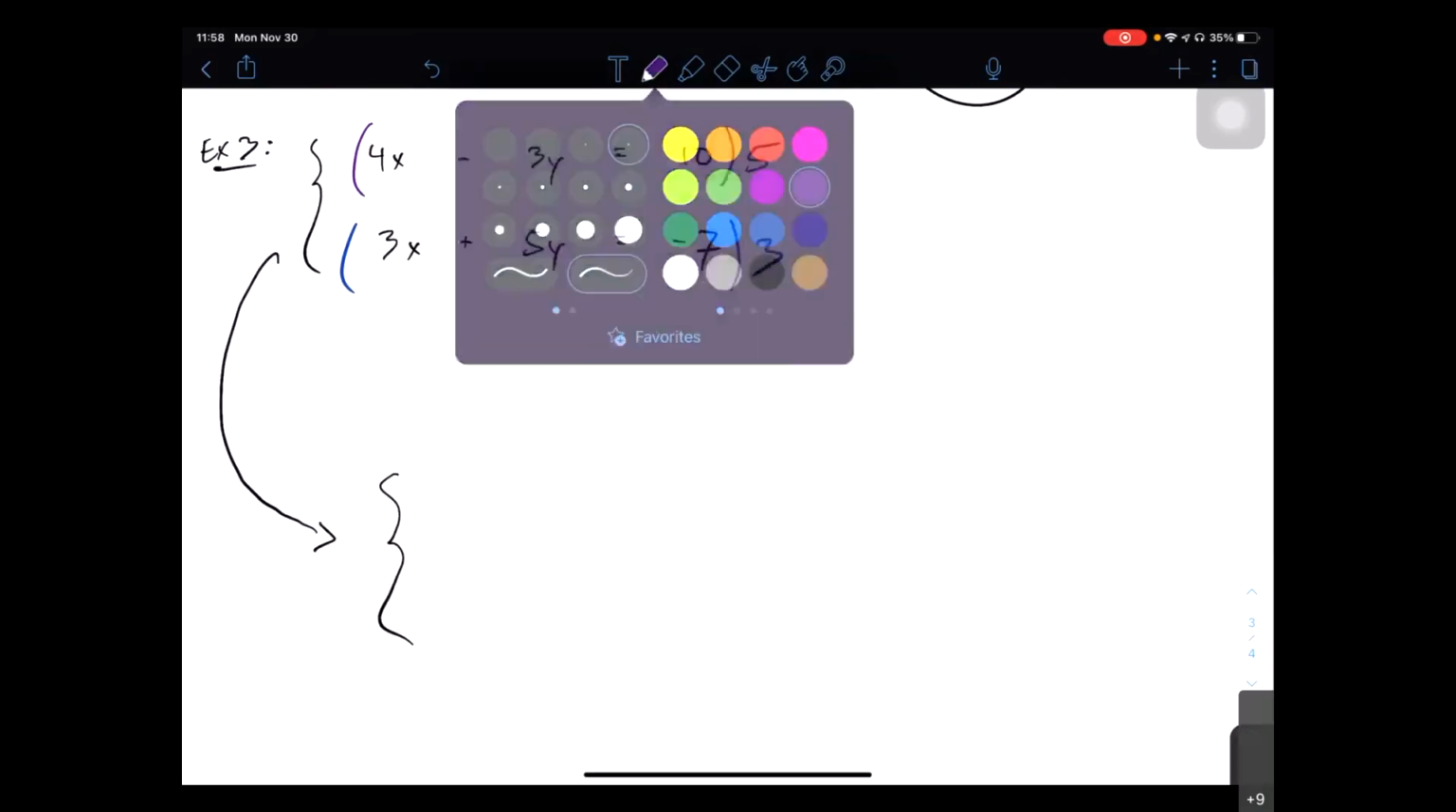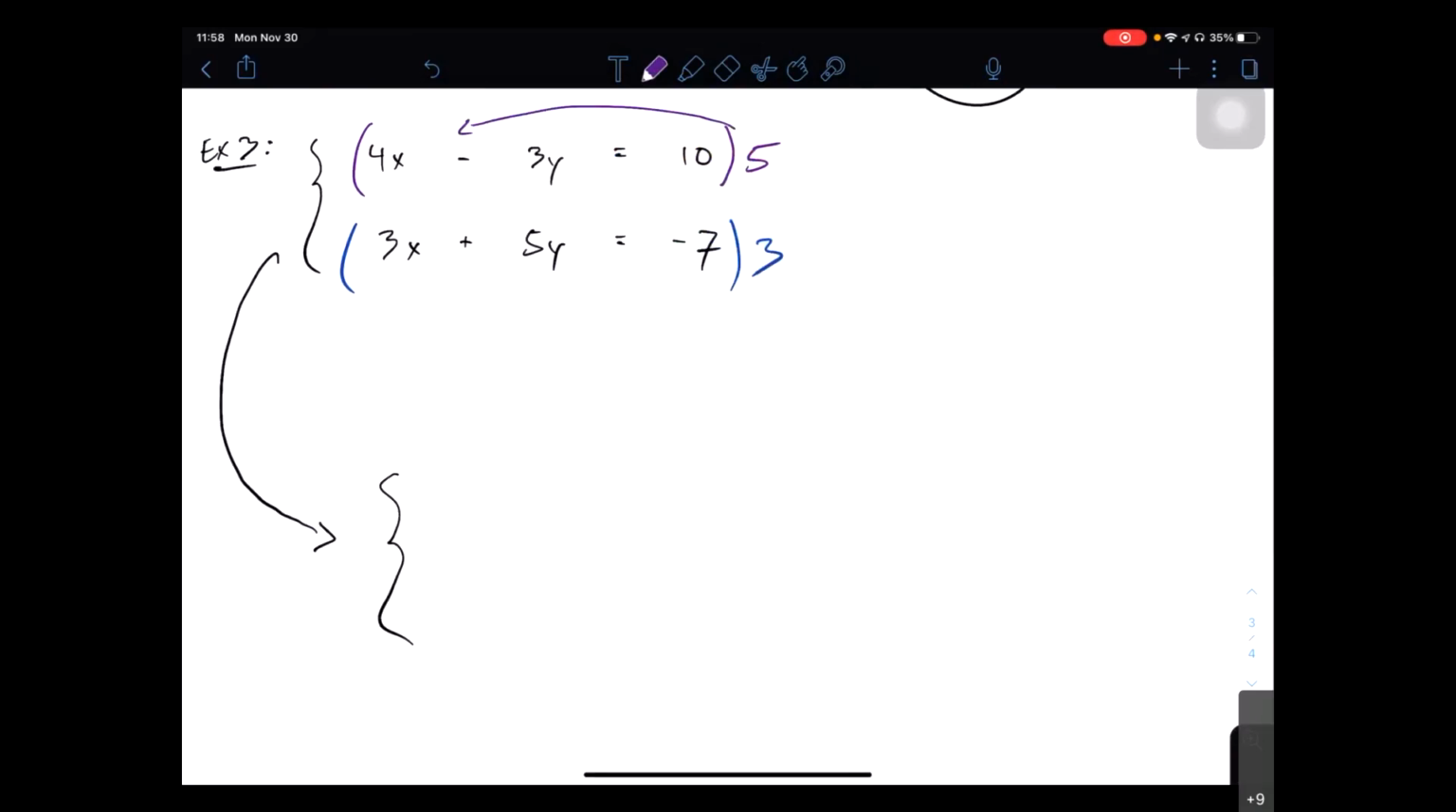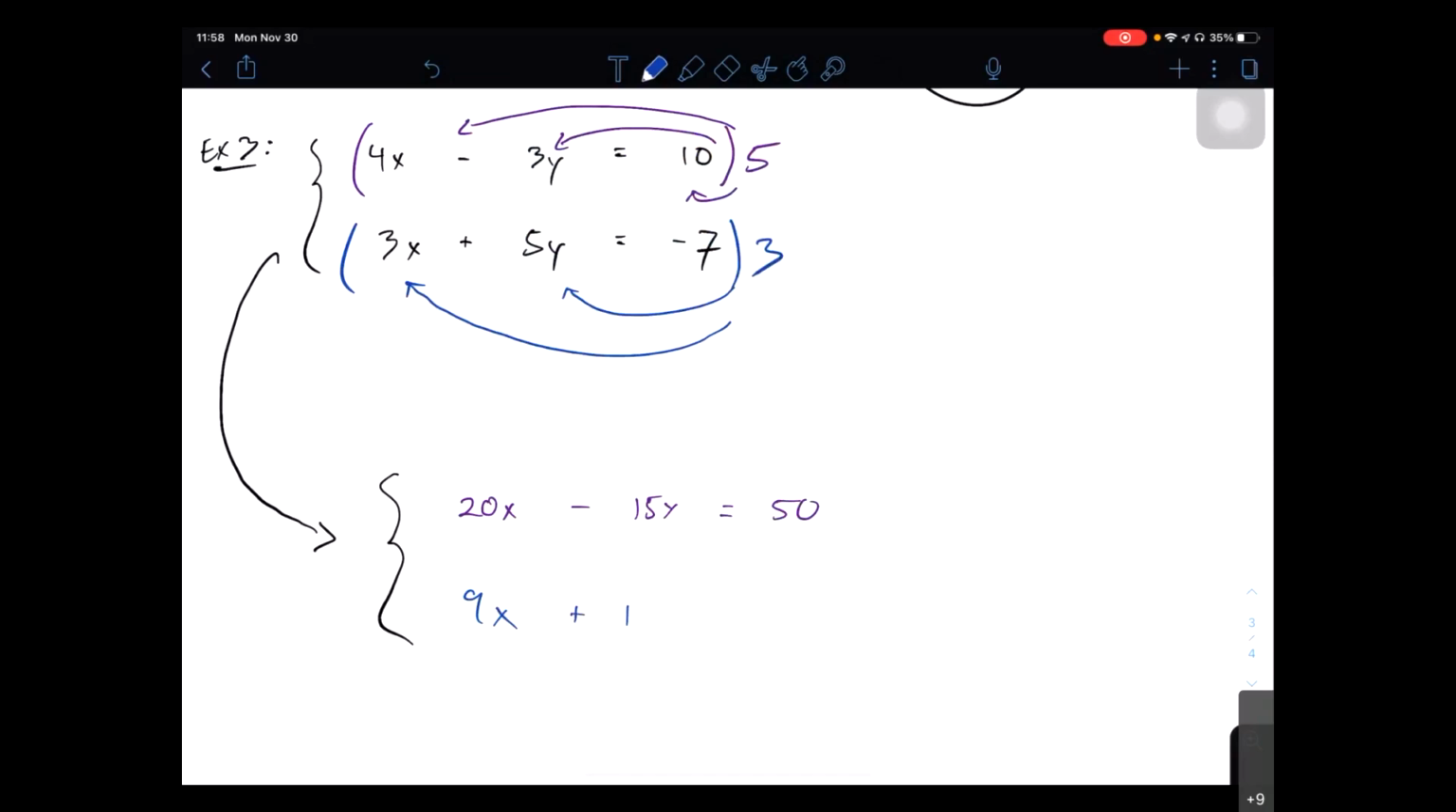So in purple here, I have 5 times 4x, which is 20x. 5 times -3y, which is minus 15y. And then 5 times 10, which is just 50. Same thing in navy. We have 3 times 3, which is 9x. 3 times positive 5y, which is positive 15y. And then 3 times negative 7, which is negative 21.